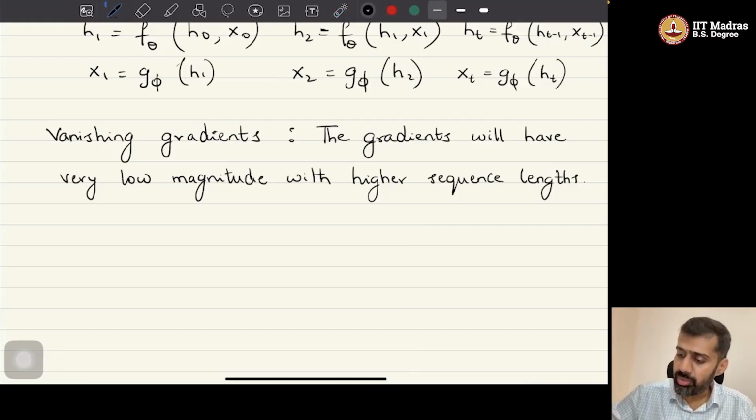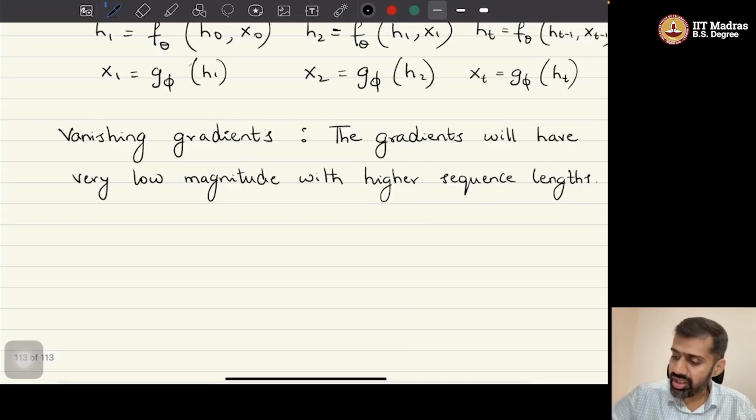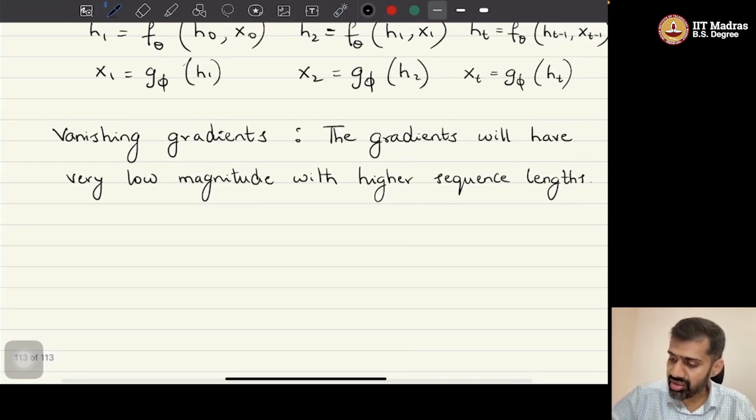To address this, people came up with the idea of the attention mechanism, or attention based models.